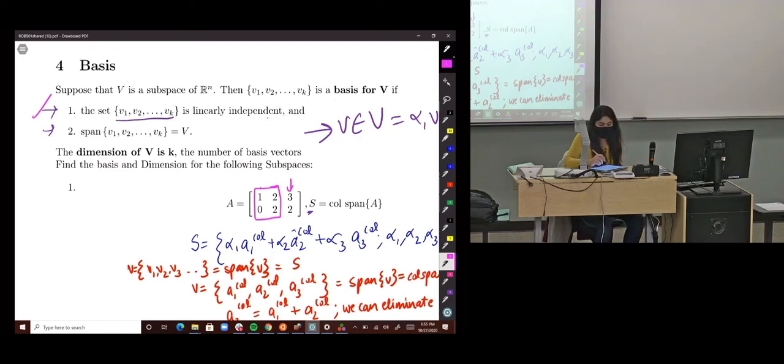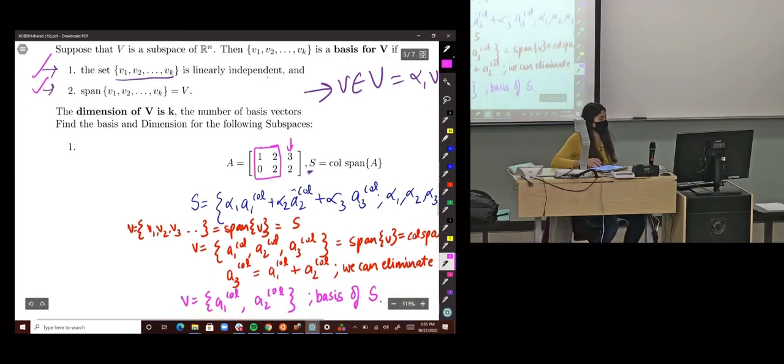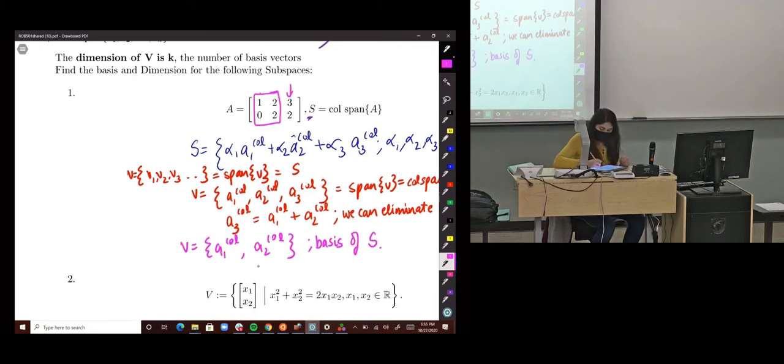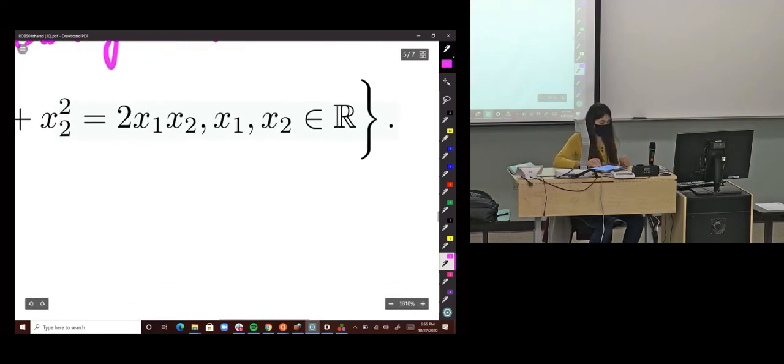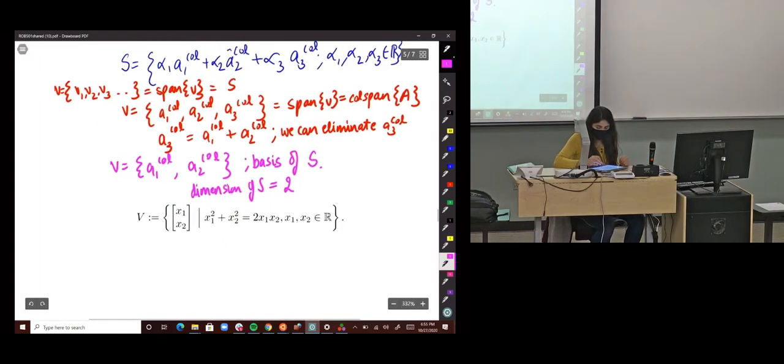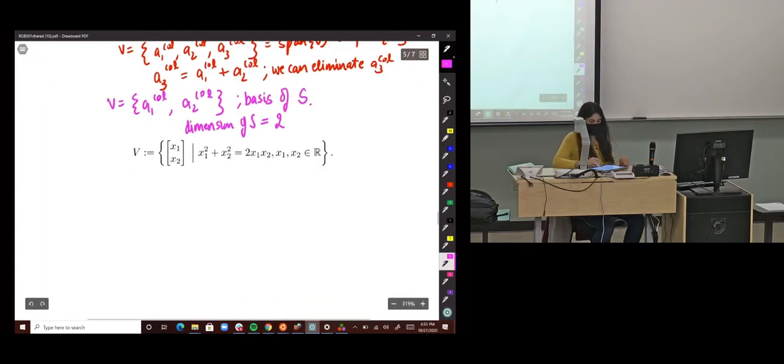Thank you. No problem. So that satisfies both our properties, and so we can say that that is the set of basis vectors. And so the dimension of S is the number of basis vectors, which is 2 in this case. Similarly, let's try and solve this one.